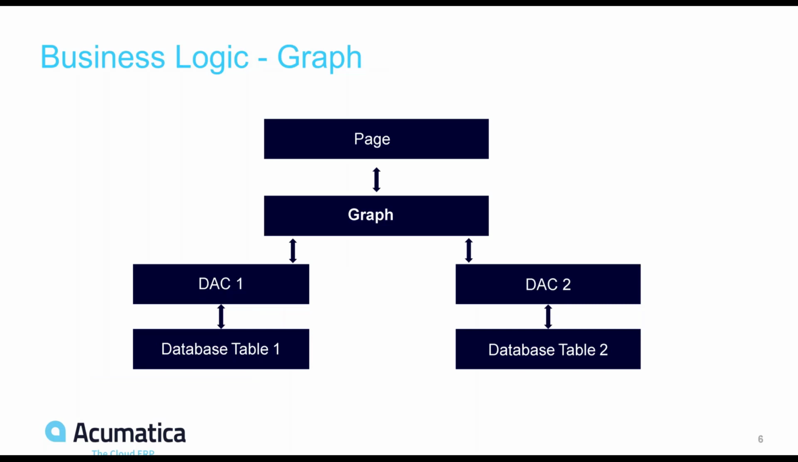And the graph is what ties all of the elements we've already talked about together. So a graph uses the data access class to select data from a database table and pushes it up into the user interface. It modifies data in its cache, and all of the if X then Y sort of business logic that happens with the data occurs in the graph.